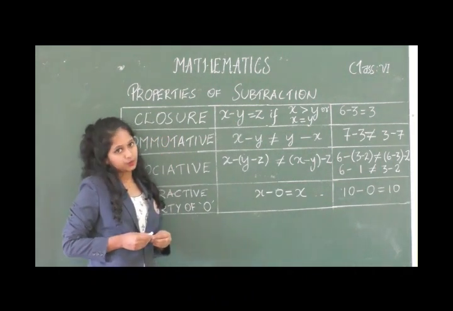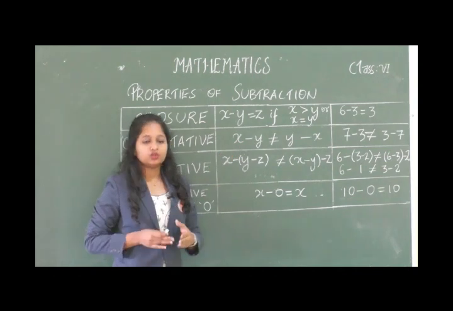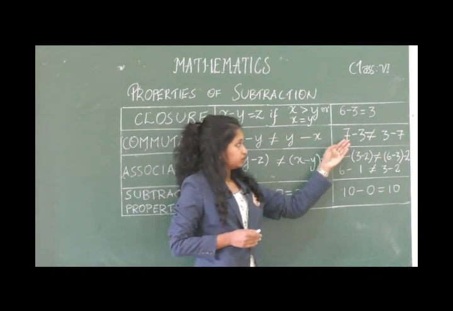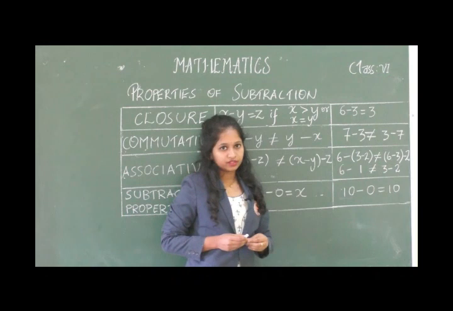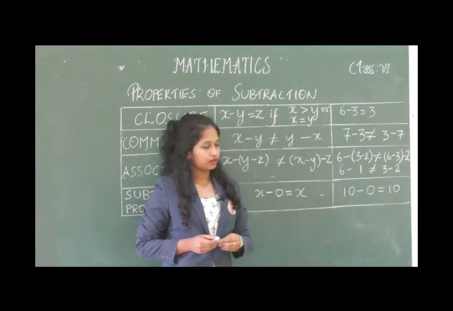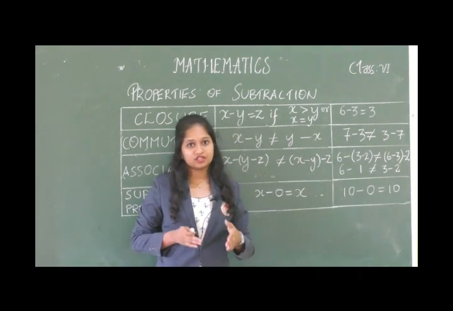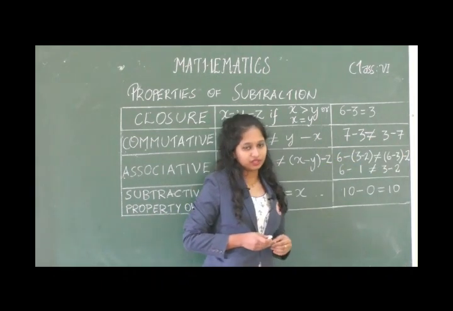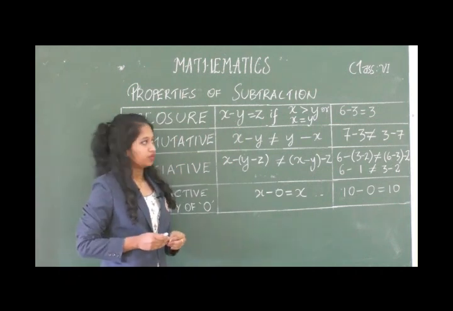Next, commutative property. x minus y is not equal to y minus x. For example, take example as 7 and 3. 7 minus 3 is 4. What is 3 minus 7? It is minus 4 because the greater number is having negative sign. So, x minus y is not equal to y minus x.